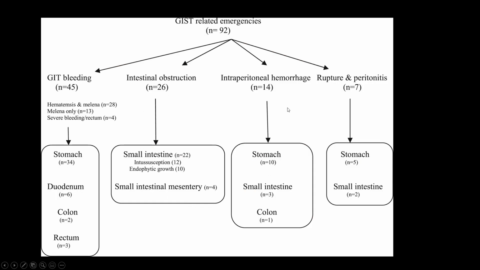Coming to the different GIST related emergencies, GIST can present with GIT bleeding, so it can present as hematemesis or melena or severe bleeding per rectum. So the patient may present with melena or chronic anemia. Sometimes it will lead to intestinal obstruction, so they may present with intestinal obstruction symptoms, and sometimes intraperitoneal hemorrhage, so the patient may present with hypovolemia or shock. There can even be rupture or peritonitis, so the patient may also present with fever or peritonitis features.